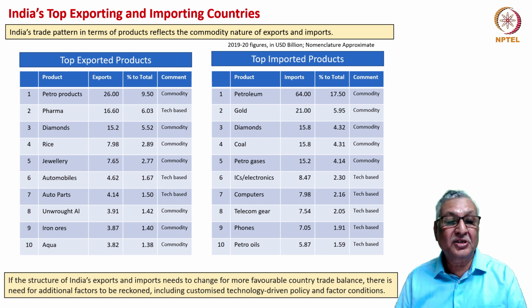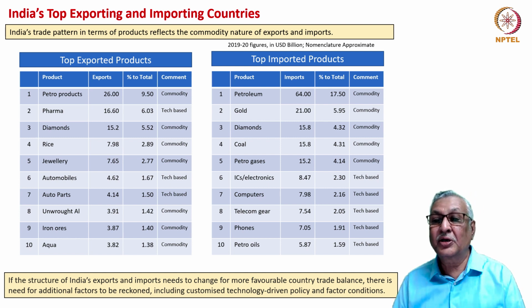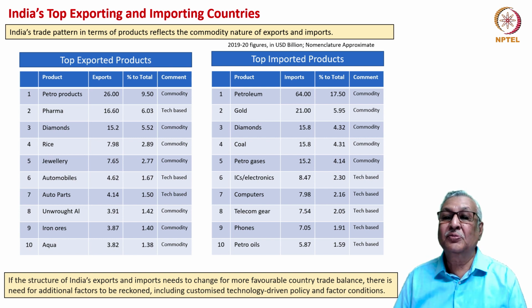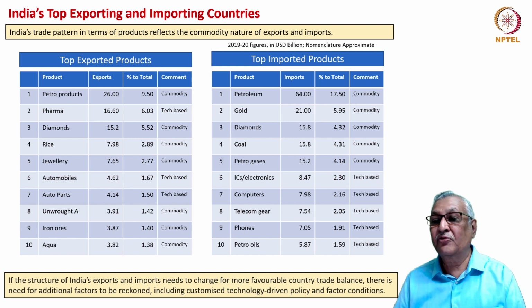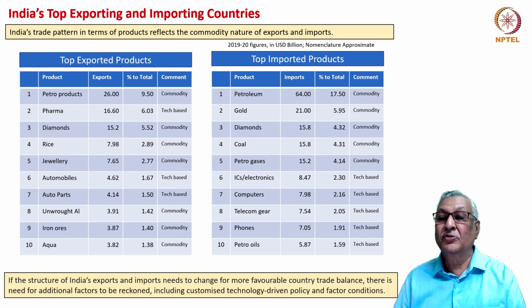The other tech-based products such as automobiles, auto parts are fairly low in terms of top exportation. In terms of top importation, as we all know, petroleum is the largest single import item. This is followed by gold. 17.5% for petroleum and 5.95% for gold. Then diamonds, 4.32%. What we can see is that India imports several commodities at fairly high levels of intensity with reference to the total imports. There are tech-based imports as well: integrated circuits, electronics, computers, telecom gear, phones, petrol, oil, etc.